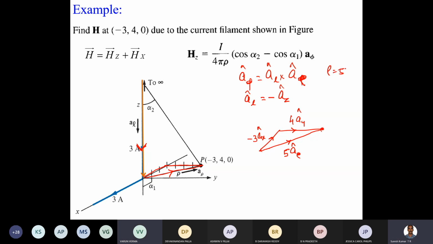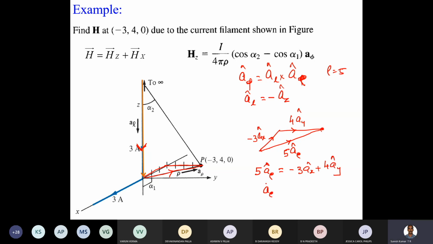Rho equal to 5. Yes, sir. Okay, now write the equation. 5 times the a rho vector equals, you can write any vector as a sum of two orthogonal components. Okay? 5 a rho vector is minus 3 ax plus 4 ay.